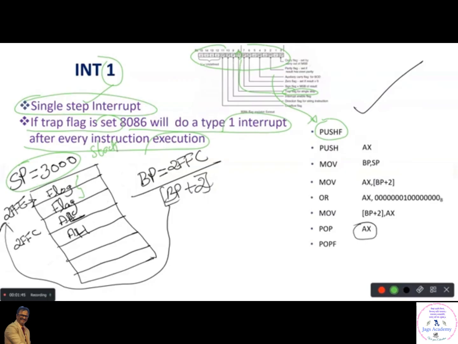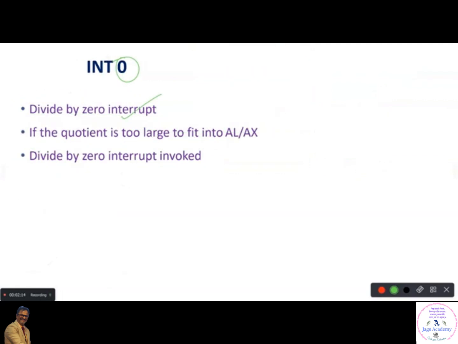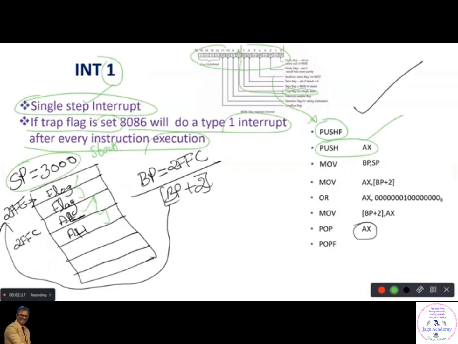Next, push AX. What is this AX register? The moment you do push AX, what will happen in the stack? This AX will be stored next to it. Your stack pointer will be decremented by 2 once again, and then AL will be stored here and AH will be stored here. See, this is from push F. This is from push AX. Whatever results are there in AX will be pushed to the stack. This is your stack now.